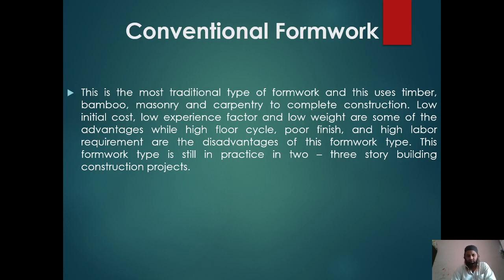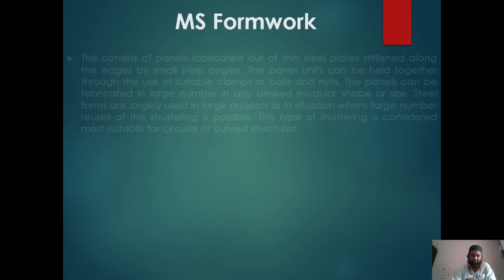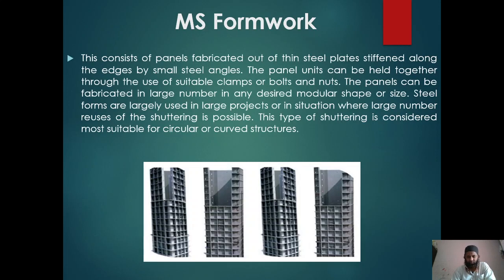Only timber and bamboo is used, and the whole construction is completed here. Now, MS formwork. This type of formwork is basically fabricated from thin steel plates stiffened along the edges by small steel angles. You can see small steel angles are also provided at the edges so that the cement slurry doesn't come out from the edges.